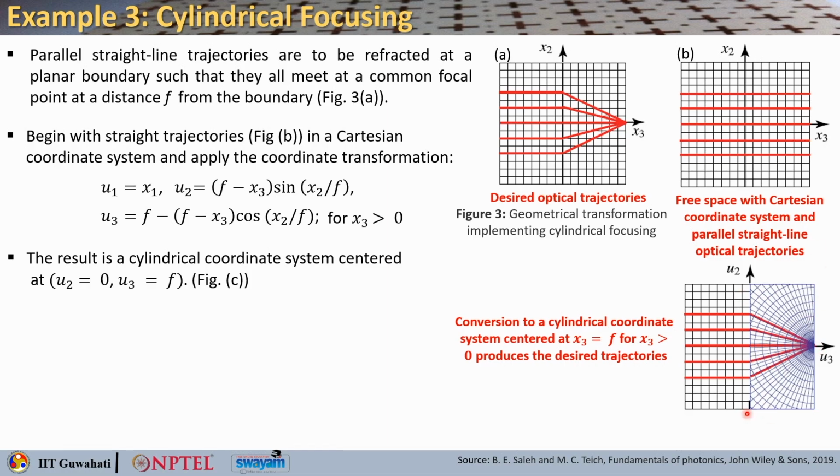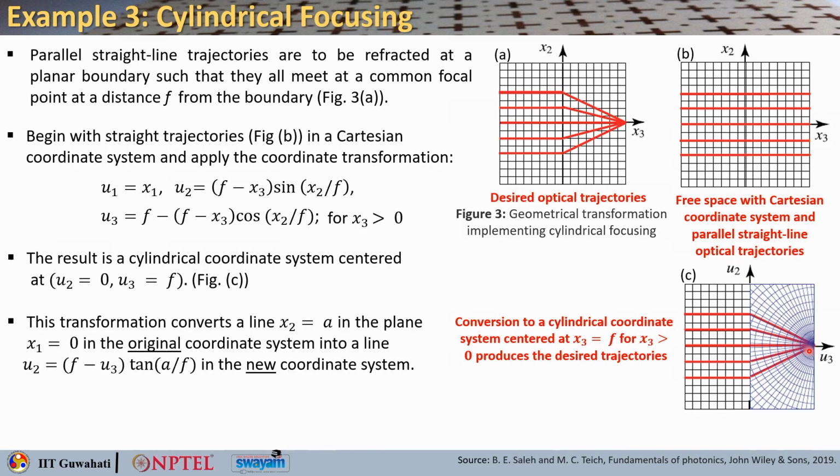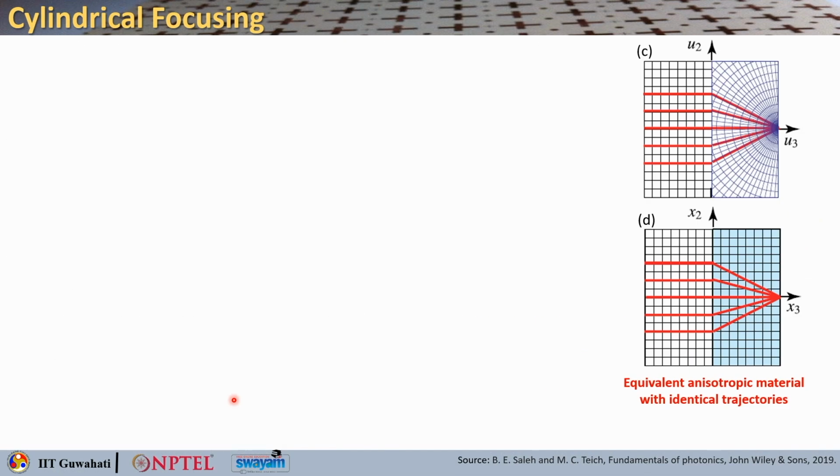So, you will get something like this. You are basically doing a conversion to a cylindrical coordinate system which is centered here, and that is how your rays will now be converging to this particular point. This transformation converts a line, say x2 equals a in the plane x1 equals 0, that is this particular plane in the original coordinate system, into a line, say u2 equals f minus u3 tan a by f, in the new coordinate system. So, that is how it is getting this kind of cylindrical focusing.